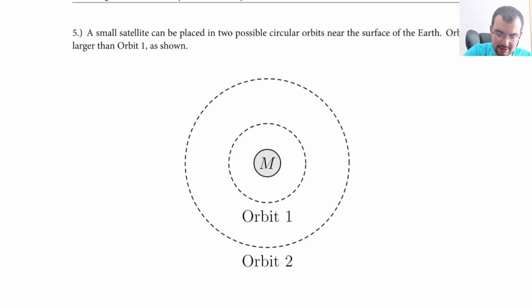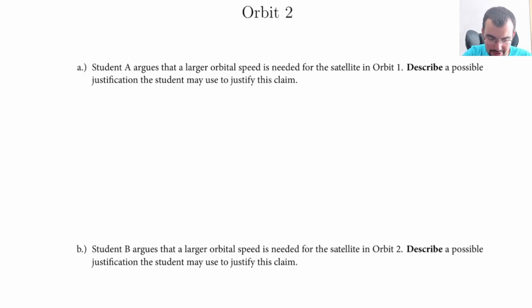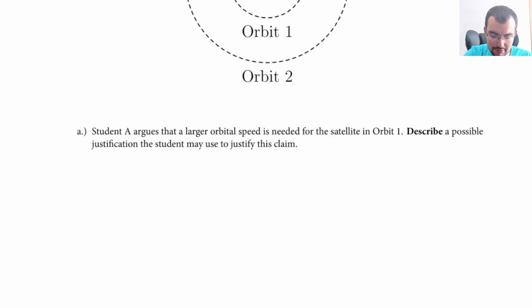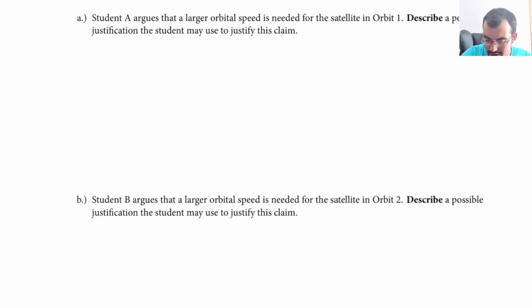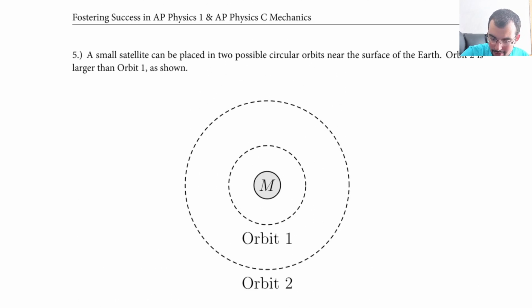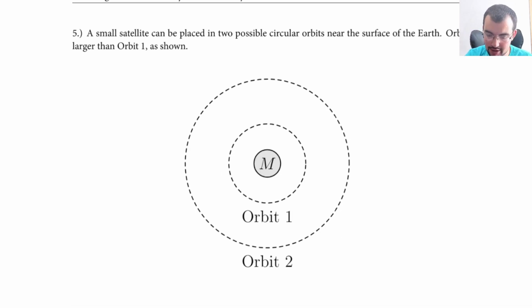Instead of making you pick instantly, because it's not super easy to reason through, I gave you both possibilities. I'm telling you it's not the same. Student A thinks that you need a bigger speed for orbit 1. Student B thinks you need a larger speed for orbit 2. And assuming they're not just guessing, what might their reasoning be? Of course, one of them will be right and one will be wrong, but error analysis is usually a good teaching tool.